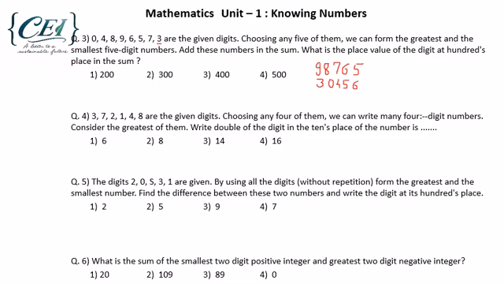Add this number in the sum. Add 6 plus 5, 11. Carry over 1. 6 plus 1, 7. 7 plus 5, 12. Carry over 1. 7 plus 1, 8. 8 plus 4, 12. Carry over 1. 8 plus 1, 9. 9 plus 3, 12.